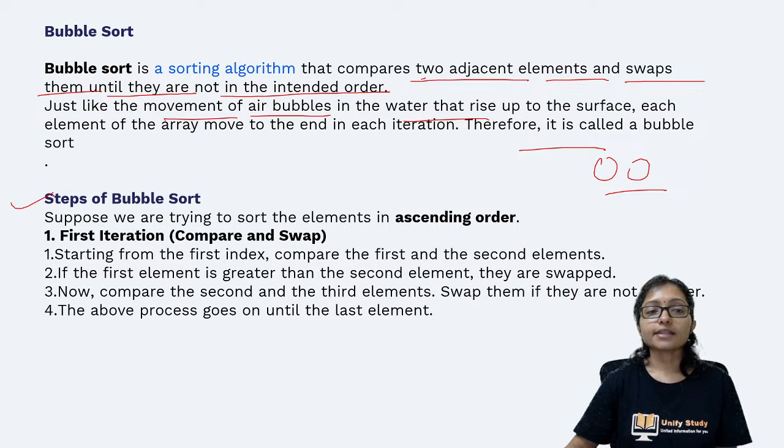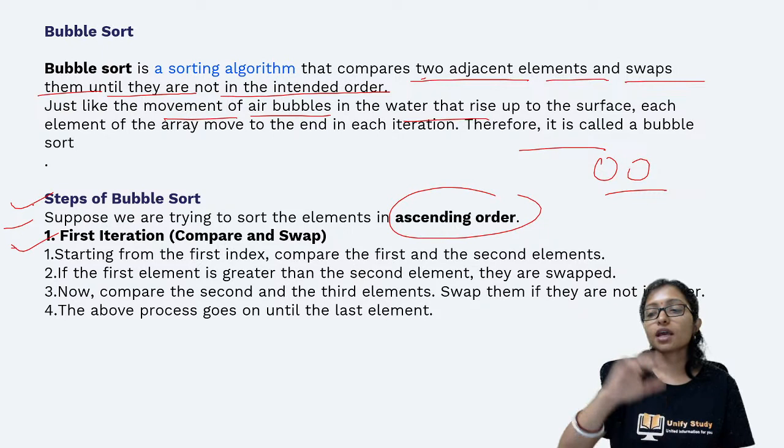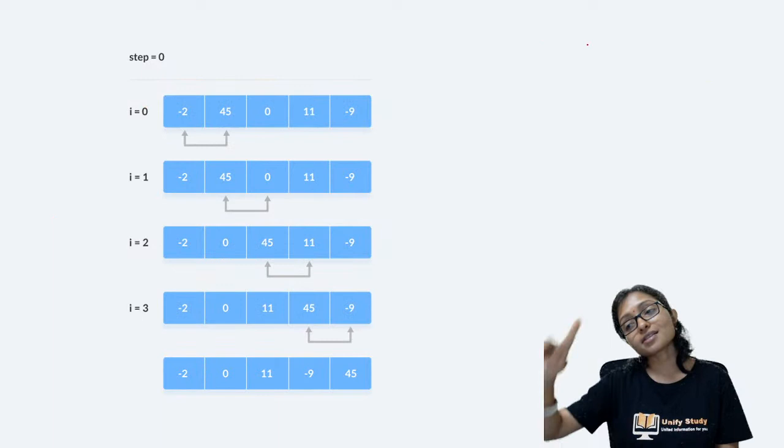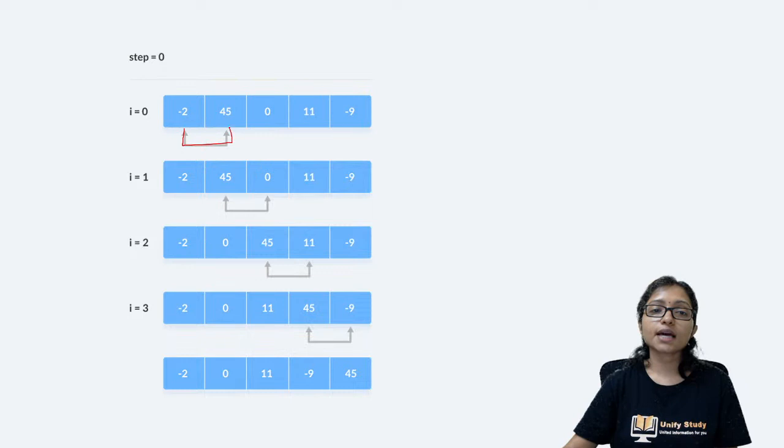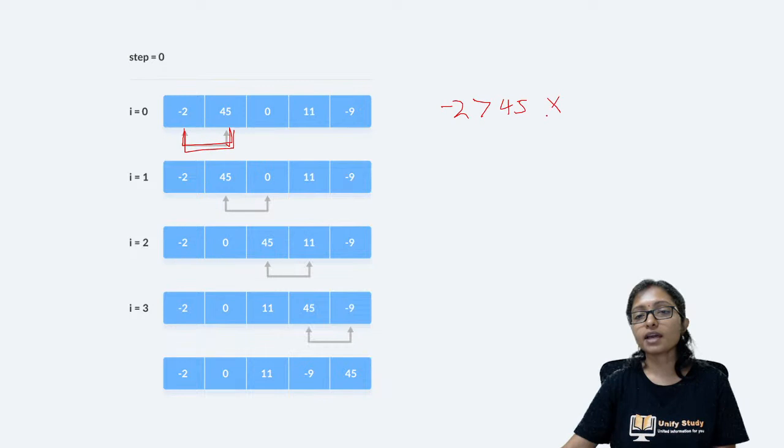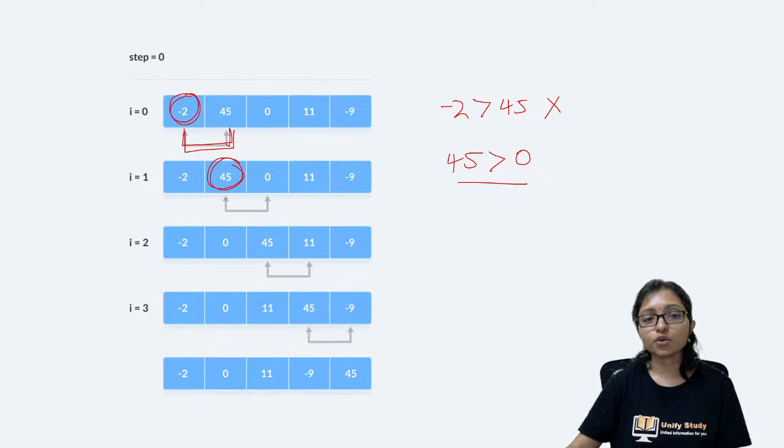And the steps of bubble sort, in ascending order: we do the first iteration, comparison goes on, and in every iteration the last element will be in the correct place. So 2 is compared with 45, minus 2, is it greater than 45? No swapping. Now first time the bubble was here, now the bubble is here. Now is 45 greater than 0? Yes, that's why do the swapping.